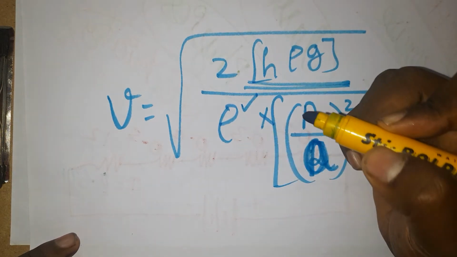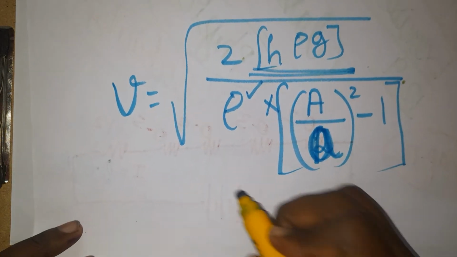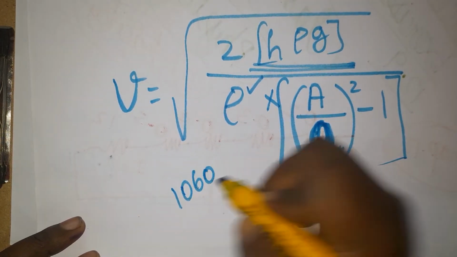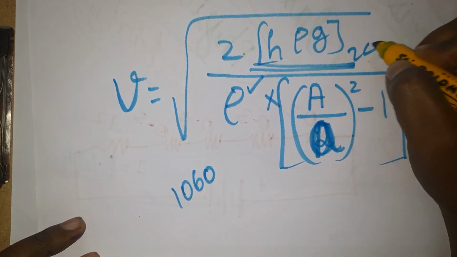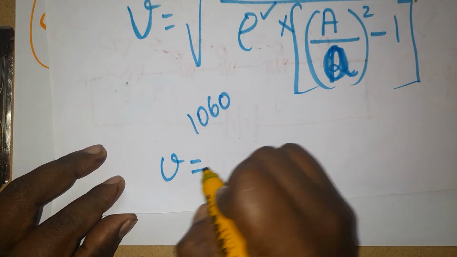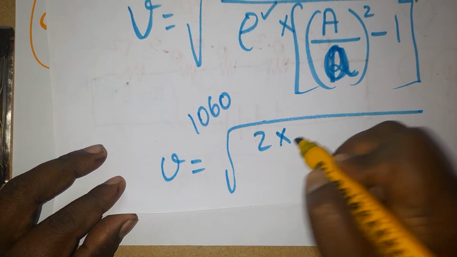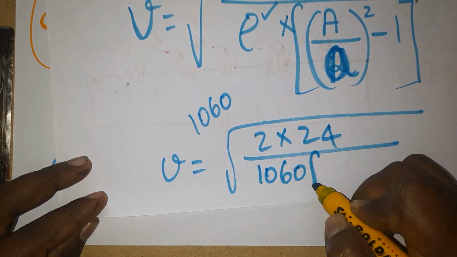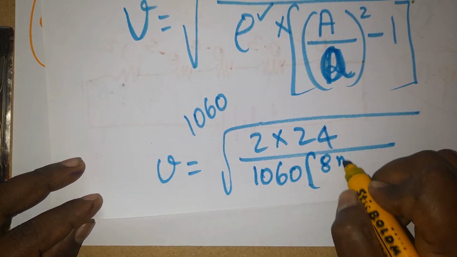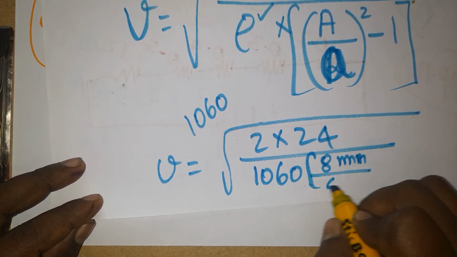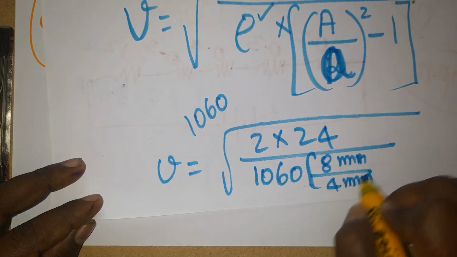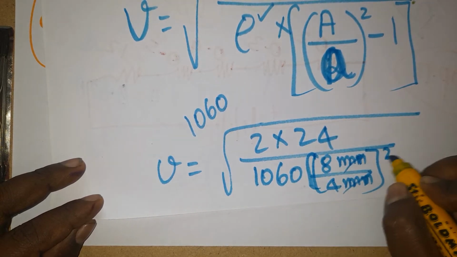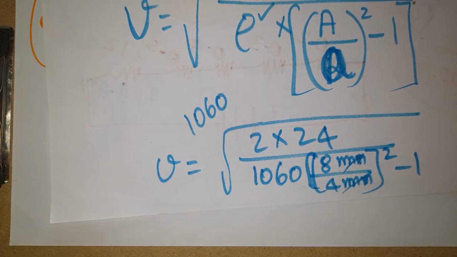The density of the liquid is also given in the question. It's going to be density 1060. Pressure is 24 pascals. Velocity is equal to root of 2 into pressure 24, density 1060. Area 2 is given as 8 millimeter, area 1 is given as 4 millimeter. Millimeter gets cancelled, so no need to convert the unit. If you convert with 10 power minus 3, you should include it in both numerator and denominator, so that it becomes the same only.